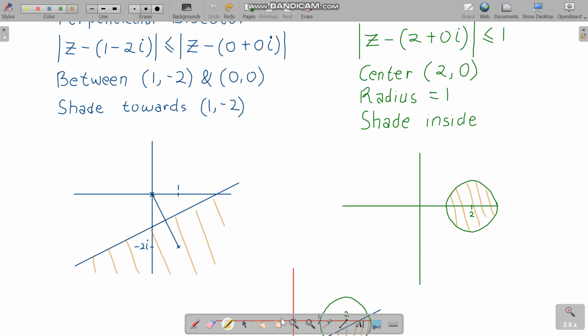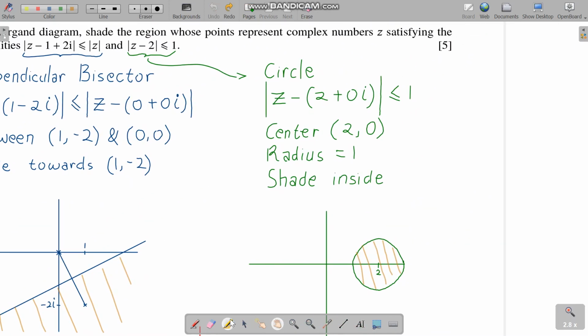For the green locus here, we have only z on one side. This is a circle. To find the center of the circle, we use z minus z1 form. If you open up the brackets, minus 2, 0i, so just minus 2, which is the same as the original question. The center is therefore 2 0. The radius is 1, and we shade inside because of the less than or equal to.